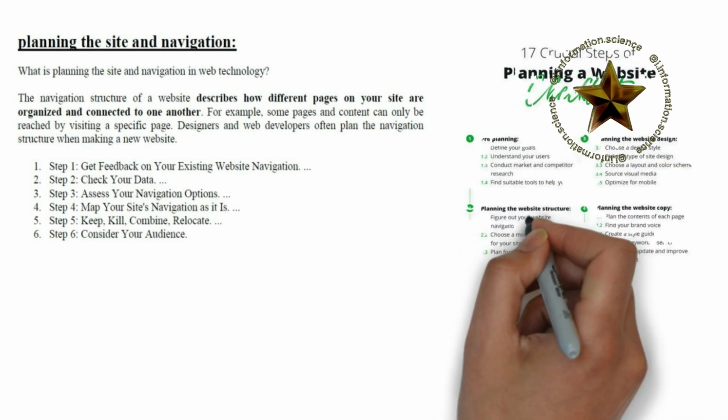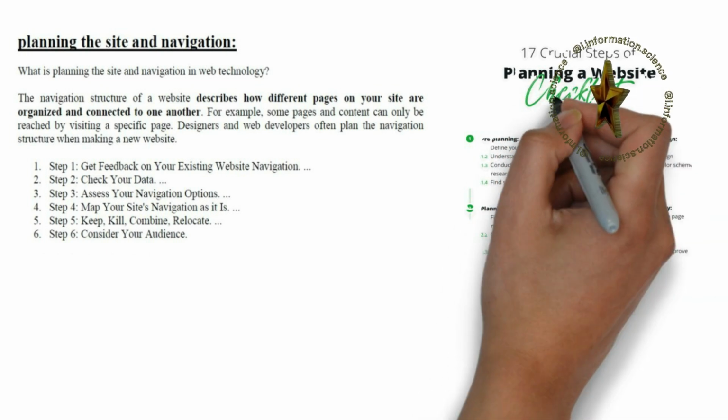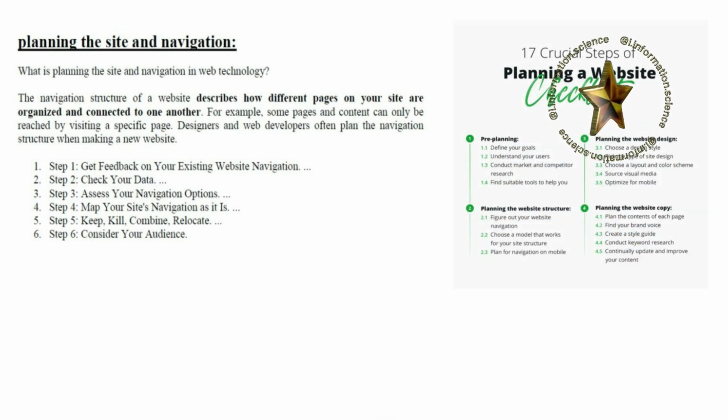Step 1. Get feedback on your existing website navigation. Step 2. Check your data. Step 3. Assess your navigation options. Step 4. Map your site's navigation as it is. Step 5. Keep, kill, combine, relocate. Step 6. Consider your audience.